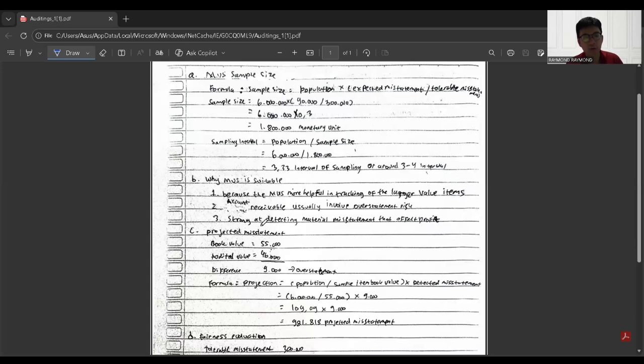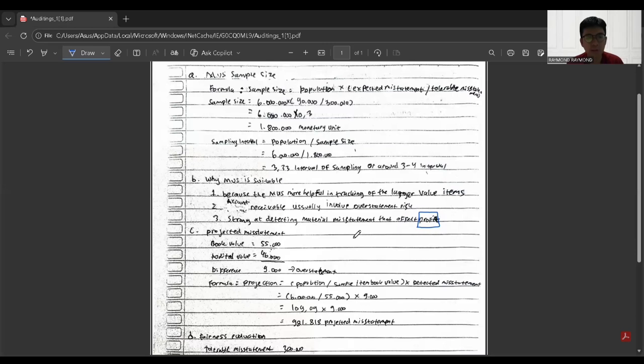And third, MUS is strong at detecting material misstatements that affect profit. Usually MUS is related to profit, the income statement. So the goal of MUS is detecting overstatement risk that is also related to profit, because usually overstatement is in the profit.